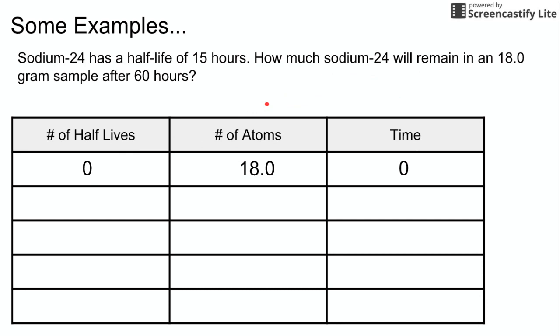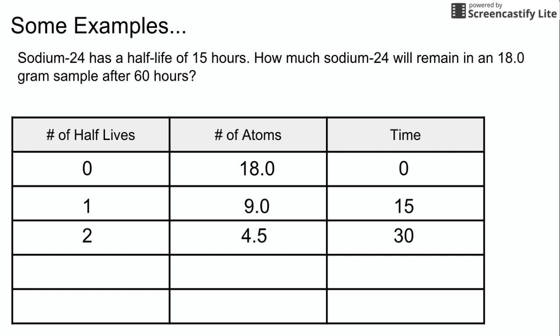Now, what will be next? Well, we know 1 half-life is equal to 15 hours, so in the time column we put 15. 18 divided by 2 is 9, and the half-life column will have 1. Since it's been 1 half-life, which is 15 hours, you divide the original sample by 2. So right now we have 9 grams at 15 hours. Do that again. Now it's been 2 half-lives, so 30 hours have passed.